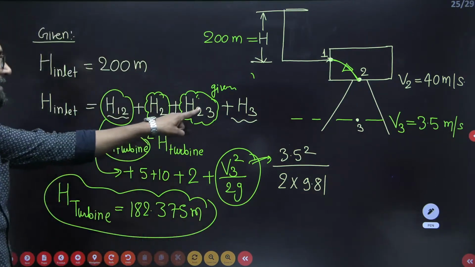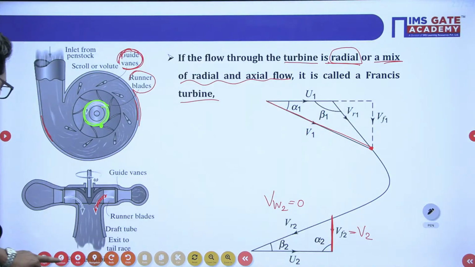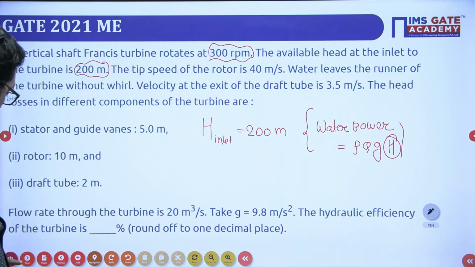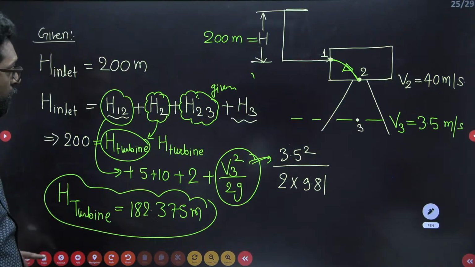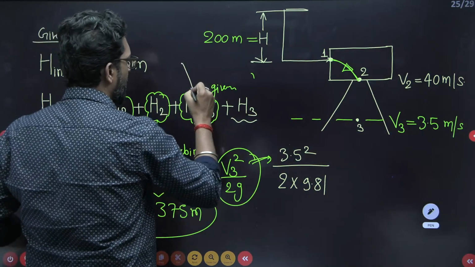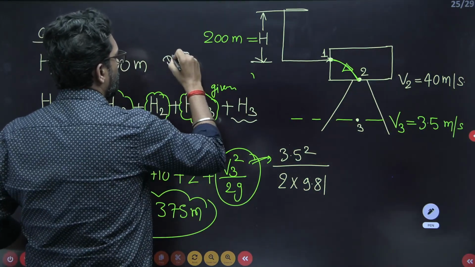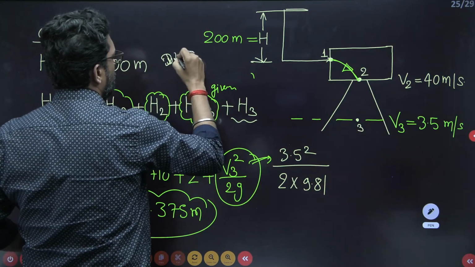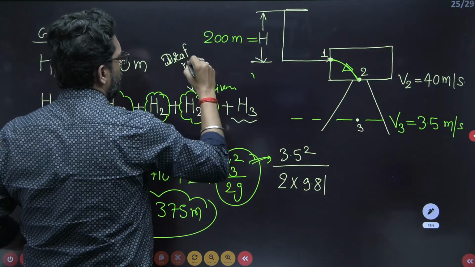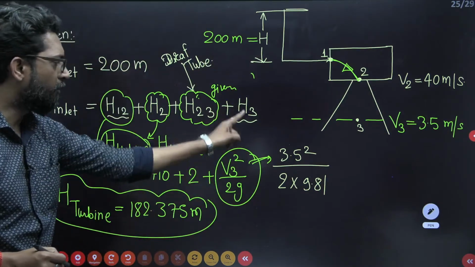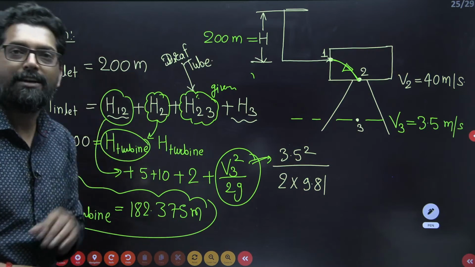It is not negligible. Why? Because in this question the draft tube loss is given, 2 meter. So don't ignore this one. This is the draft tube, so 2 to 3 is in the draft tube. Yes or no? So the draft tube loss 2 is given. Now it is exit, so H of the turbine we have to find.